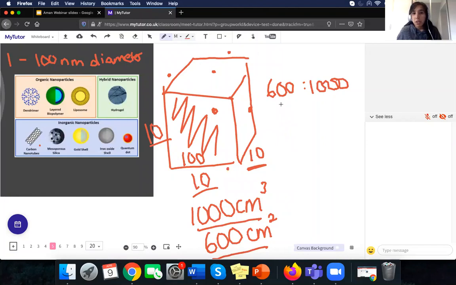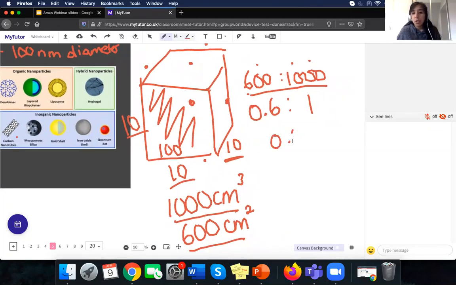Okay, so if we now try and make that to 1, because obviously like this, we don't really understand the ratio. So if we want to make it something to 1, to make this side 1, we divide by 1,000. So 1,000 divided by 1,000 is 1. That means if we do that to that side, we need to do the same to the other side. So 600 divided by 1,000 is 0.6. So the ratio therefore reads 0.6 to 1.